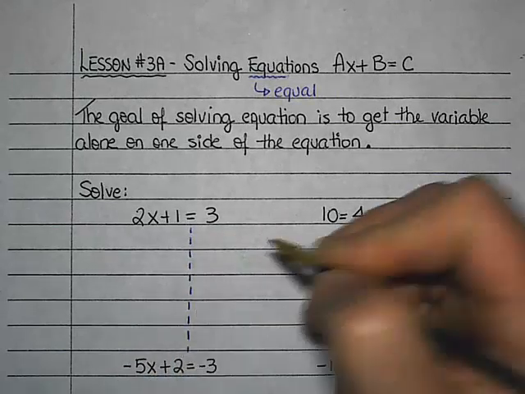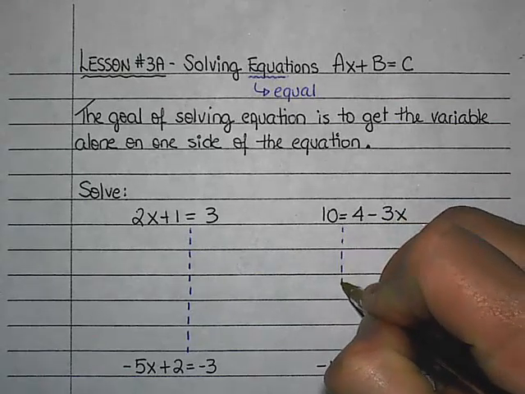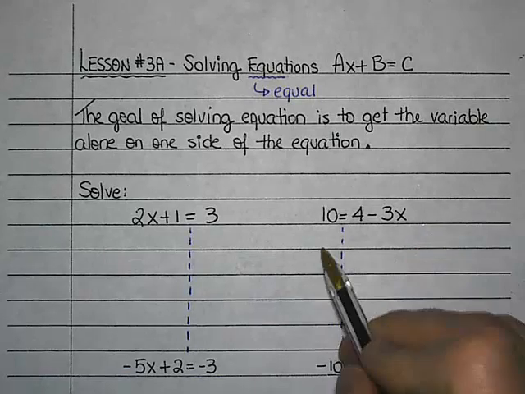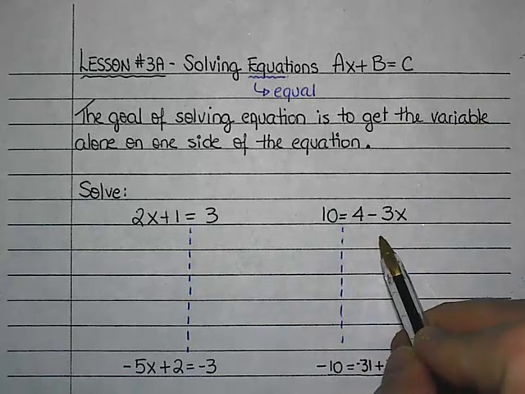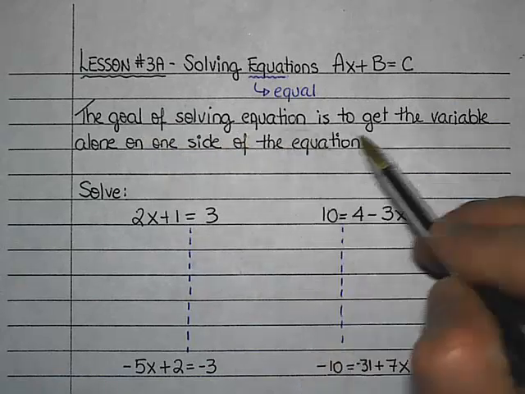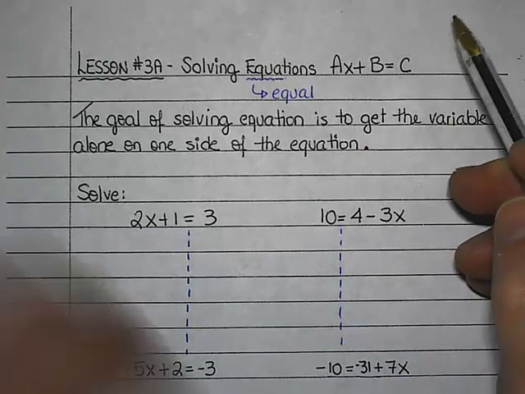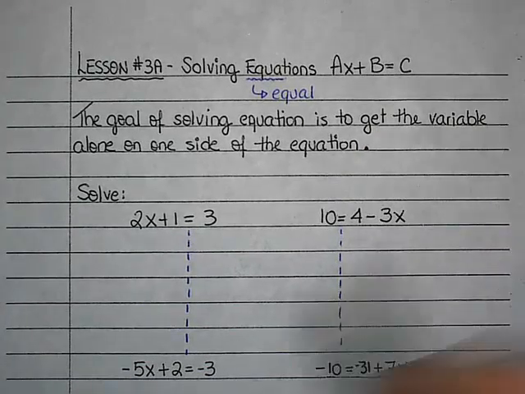So it's always a good strategy to draw a line right underneath the equal sign to remind you that you have two sides, the left and the right. The goal of solving an equation is to get the variable alone on one side of the equation. So let's see how we do that.